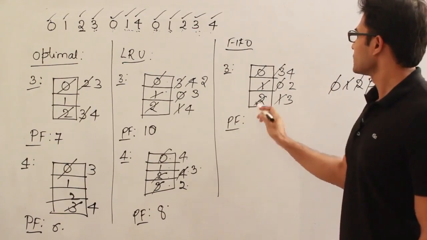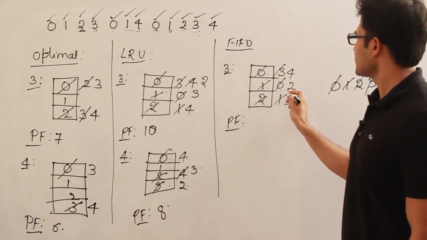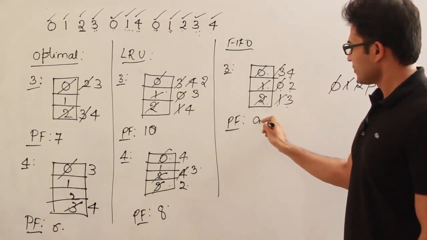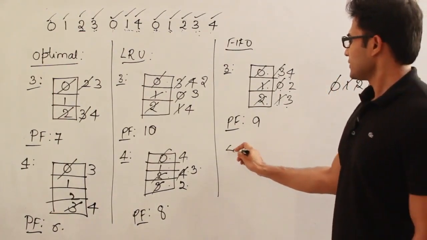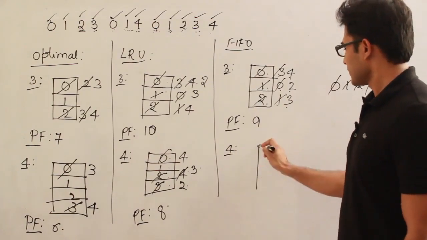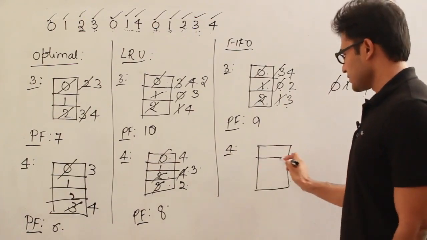The number of page faults we got here is 1 2 3 4 5 6 7 8 9. So the number of page faults we got here is 9. Now let's increase the number of frames allocated to FIFO, right? So let us say 4.